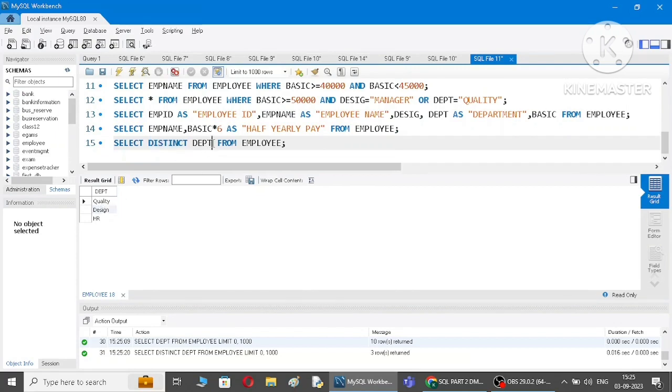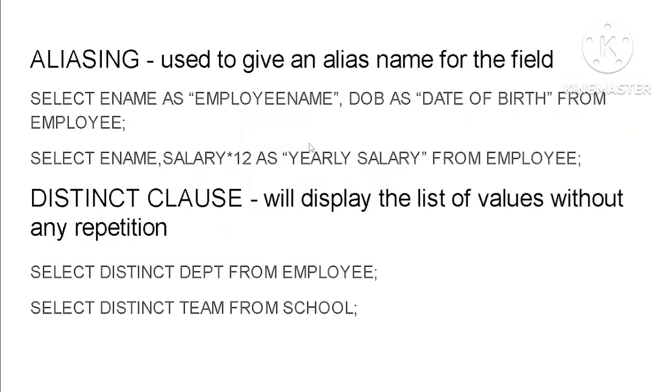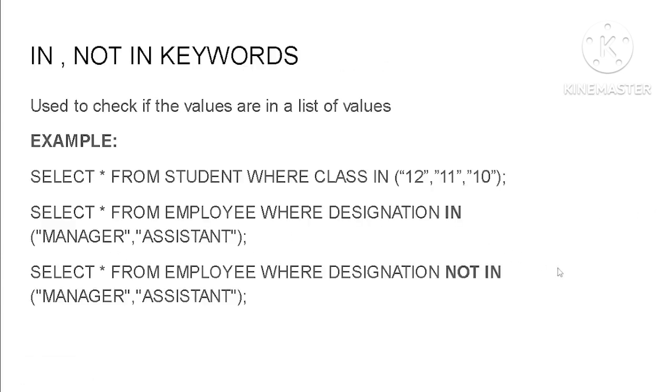See, distinct department. Let us see, distinct designation. This will fetch the different kinds of designations which I have filled in the table. So that is the purpose of distinct clause. It will display the list of values without any repetition.